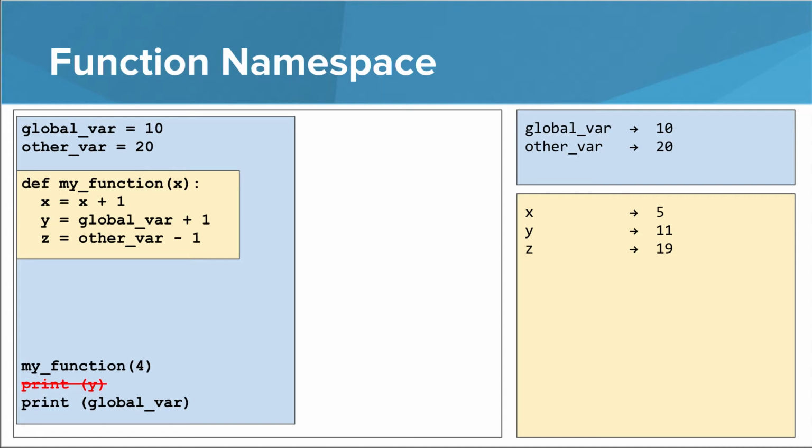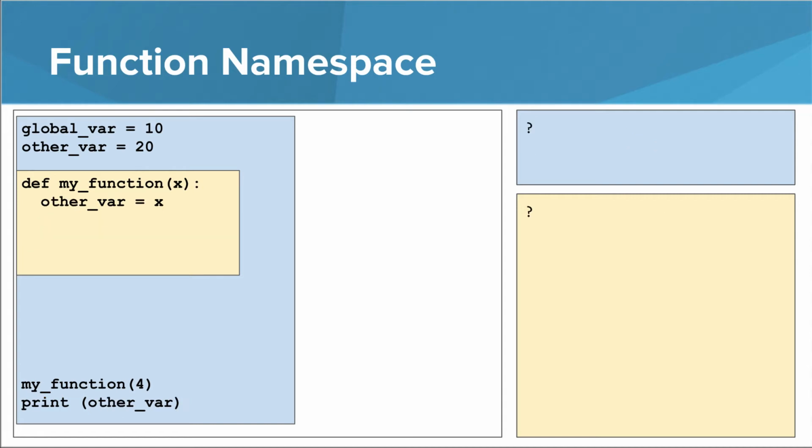y doesn't exist anymore. Now what happens if we were to do something like this? Inside of my function, we're going to make a new variable, other_var, and set it equal to x. What are these namespaces going to look like? Well, it'll actually end up looking like this. The global namespace has global_var and other_var, and the function namespace has a different x and a different other_var.